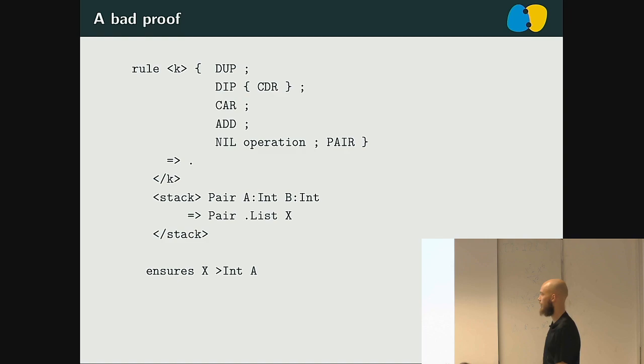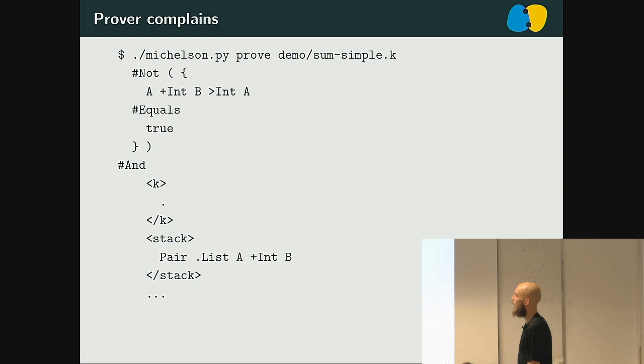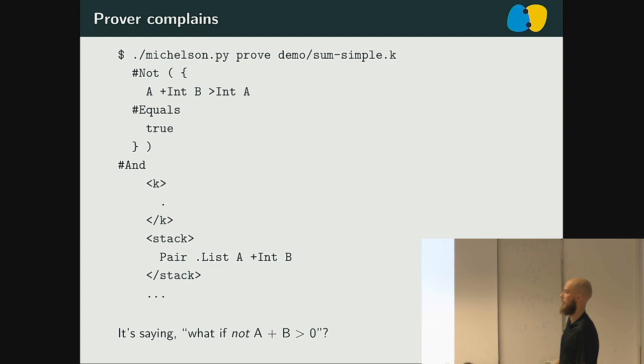But I just want to show you this. You can say ensures, which states the requested final property, a post condition that's going to be checked with Z3. That's going to fail, and basically the prover is going to say, hey, A plus B is larger than A equals true, not. Basically, A is larger or equal than A plus B, and I still end up here, then what if that's the case? Sorry, that should be an A, not a 0. What if that's the case?